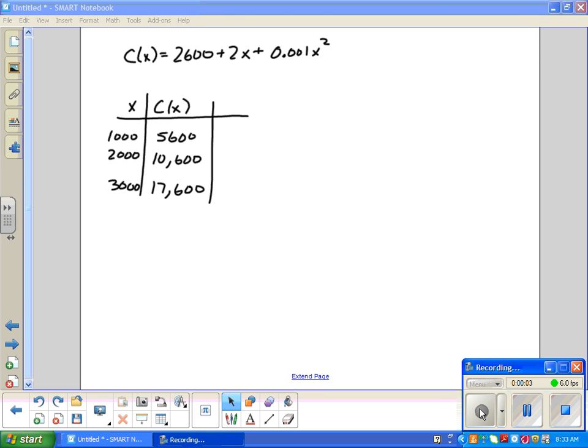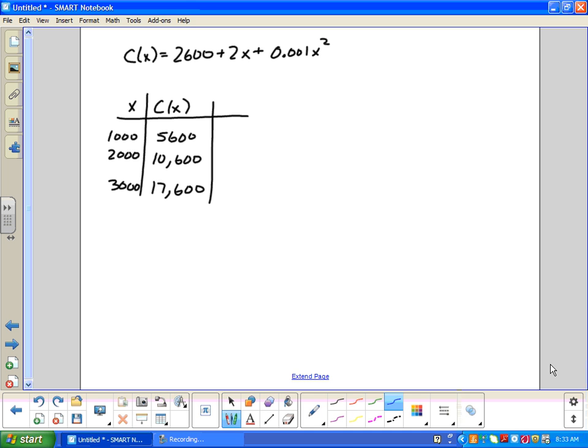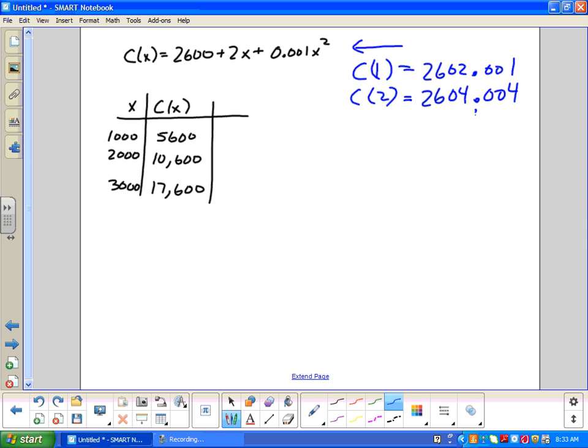So this is going forward with the cost function idea. We had already discussed this, but this is a cost function, okay? And it is the total cost to produce items. So if I produce X items, if I produce one item up here, C of 1, and I plug 1 in for X, it would cost me $2,002.001. If I wanted to produce 2 items, it would cost me, and so forth, all right?